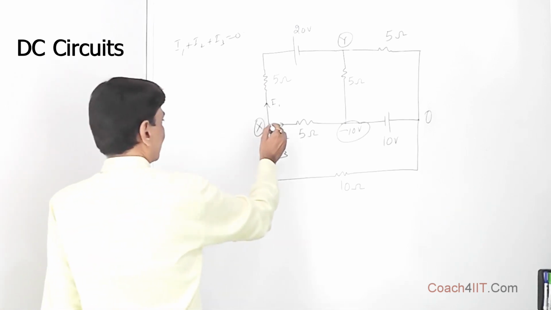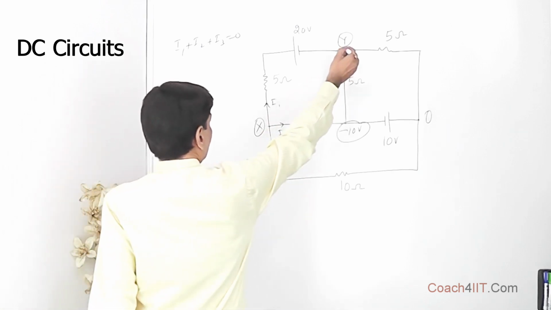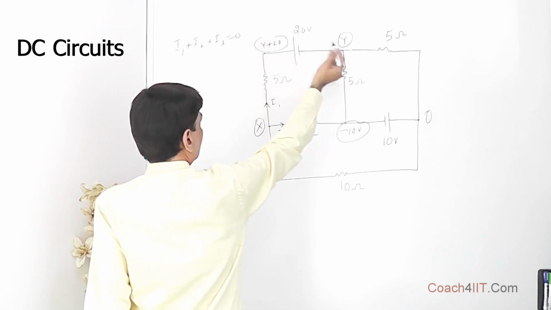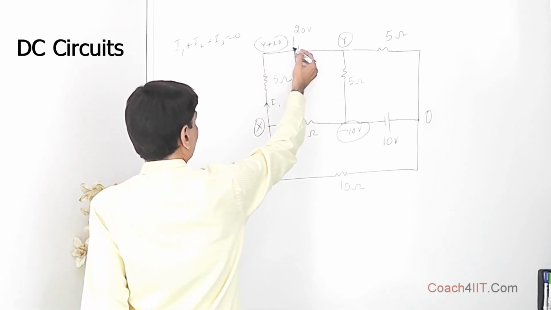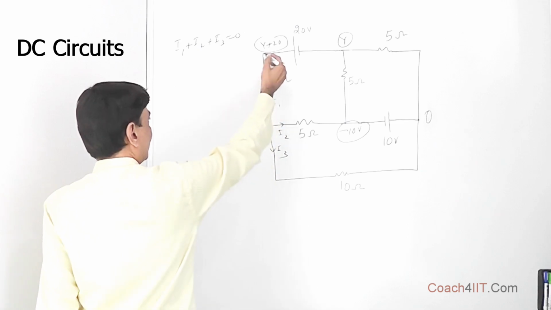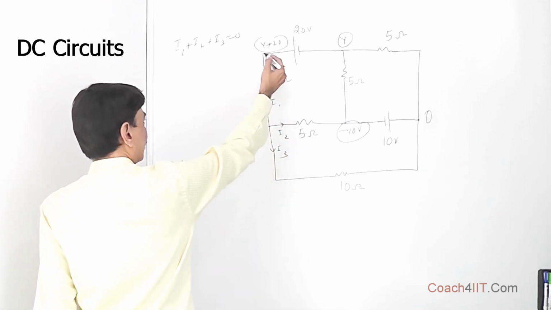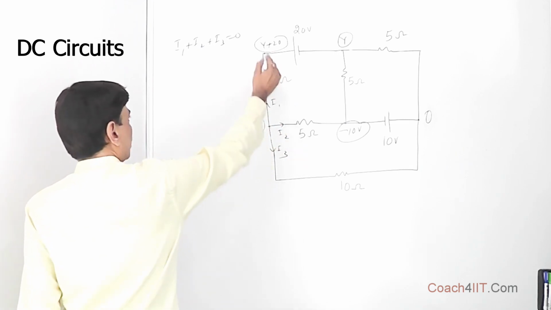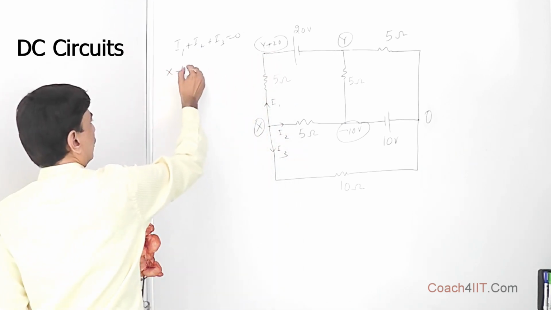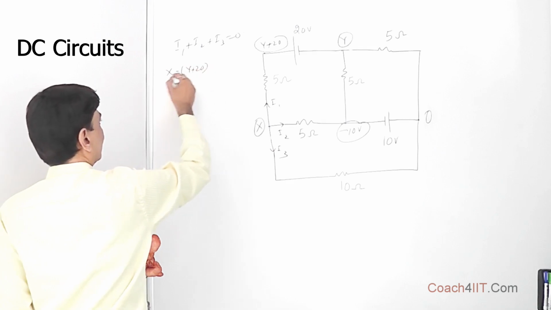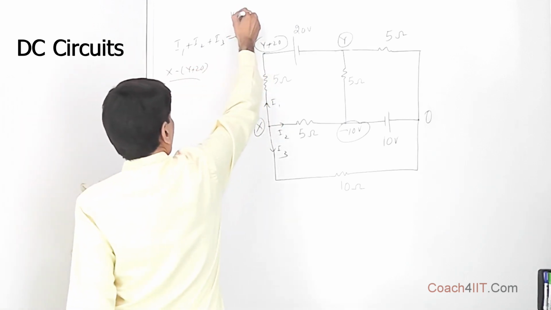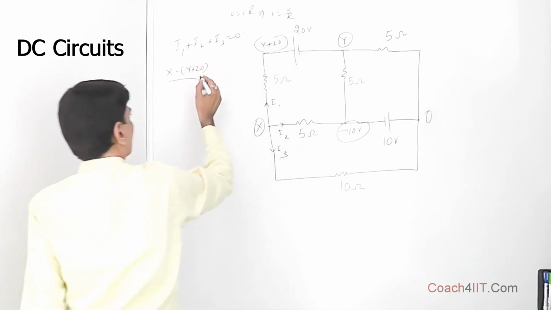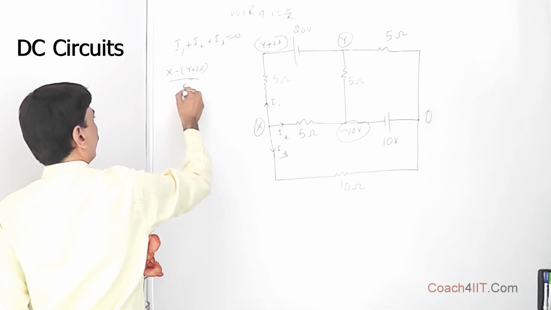So for I1, this is at X, and this is at Y plus 20 volt. This is at a higher potential, so Y plus 20. So across the ends of the resistor, this is at X, this is at Y plus 20. Current is moving in this direction from higher potential to lower potential. So potential difference is X minus Y plus 20. That is the potential difference. V is equal to IR, so this implies I is equal to V by R. So this is V divided by R, 5.